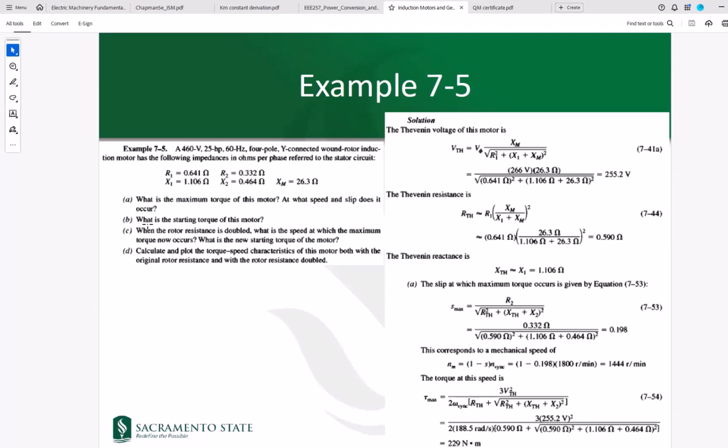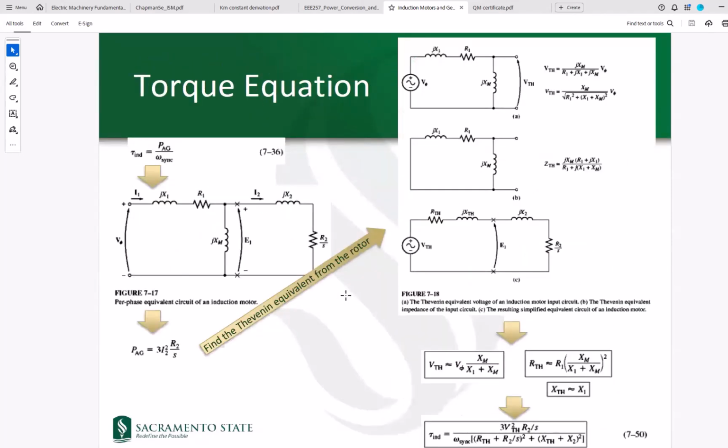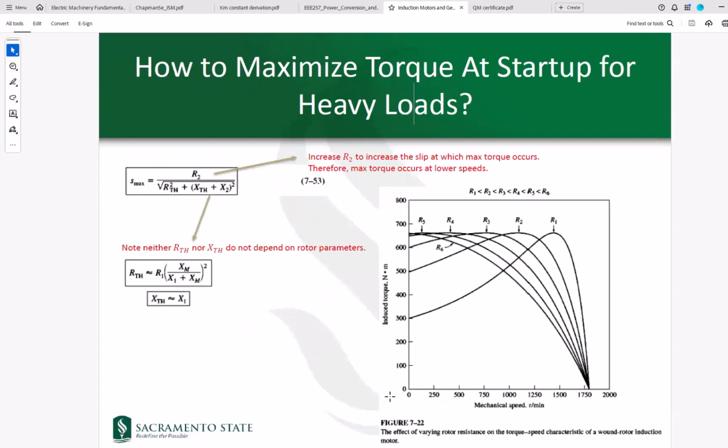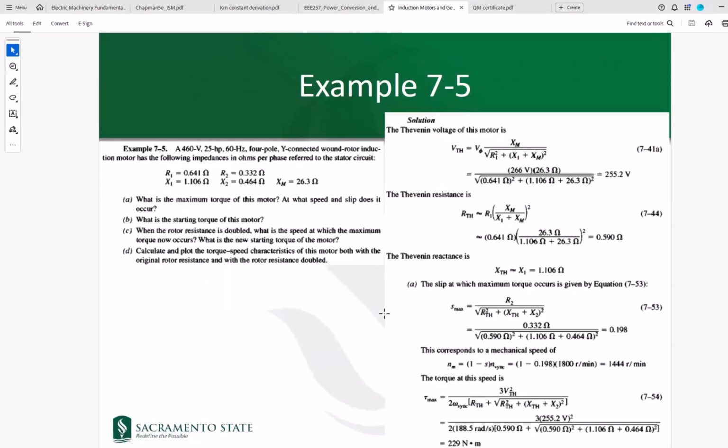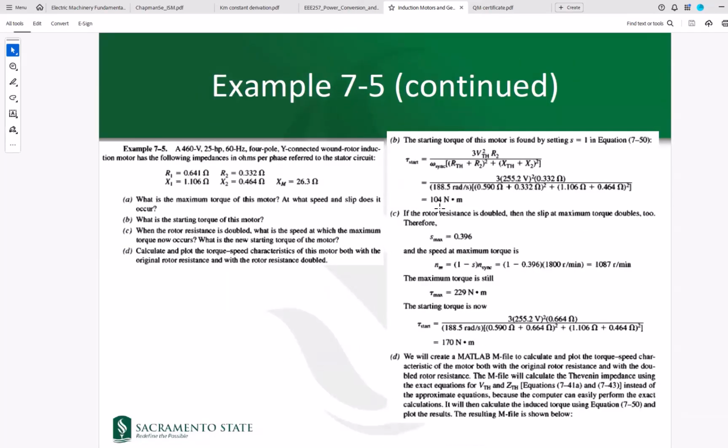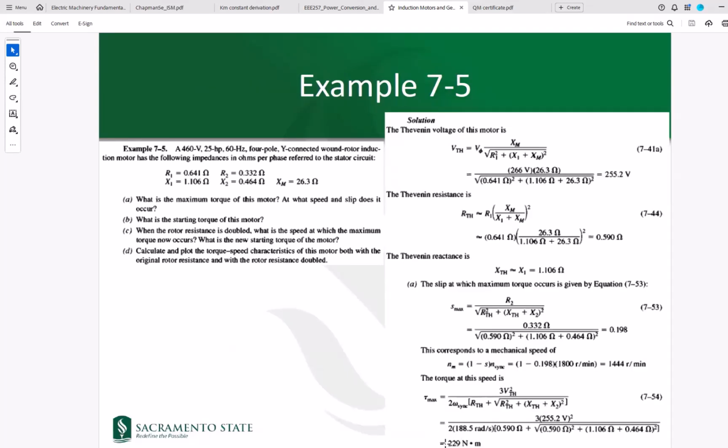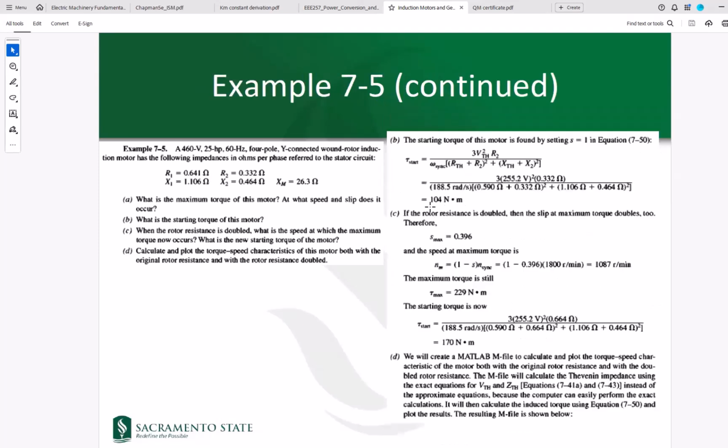And then the question is asking, what is the starting torque of the machine? So the starting torque would be the torque at which S is equal to 1. This is the torque equation. When you put S equal to 1, you find the startup torque, the torque at starting conditions. So if you do so, you find the starting torque. So the starting torque is 104 Newton meters, whereas the maximum torque is 229. So this torque at startup may not be enough to basically start the load, to rotate the load.